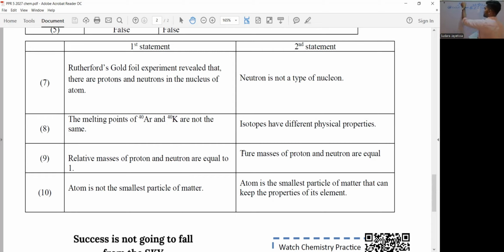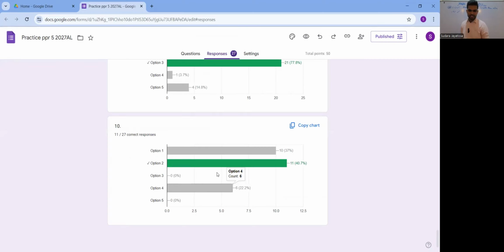This must be the reason. So if the second one is there, this should be the reason. But in the second one, look at what they have given. Atom is the smallest particle of matter that can keep the properties of the element. That is also true, but it is not the reason for the first one. So don't select answer 1. Answer should be answer 2. So I hope now you can see here. Most of you are confusing answer 1 and 2. That's what I'm showing here.